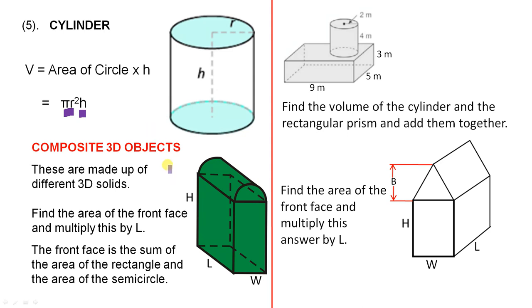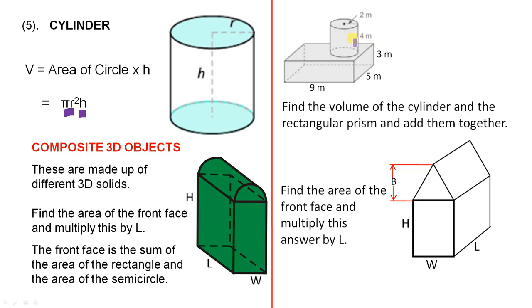Sometimes we have composite 3D objects. These are made up of different 3D solids. So in order to find the volume here, you find the area of the front face and multiply this by L. The front face is the sum of the area of the rectangle, which is this one, and the area of the semicircle, which is this one. So you find the sum of those areas, multiply it by L, and the answer is cubic units.